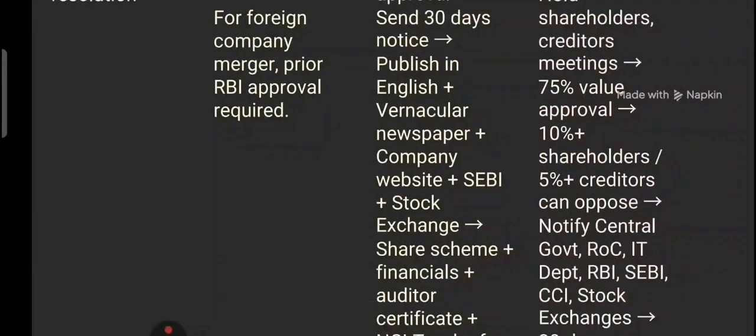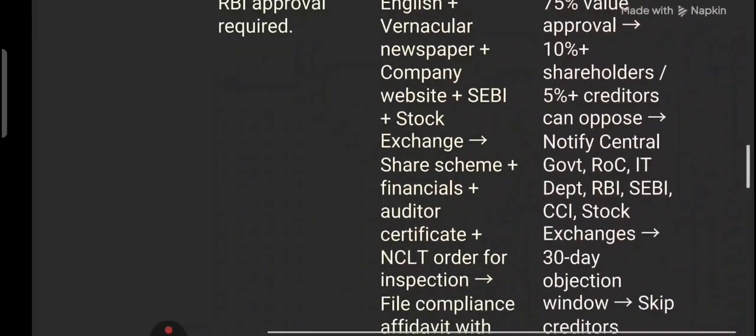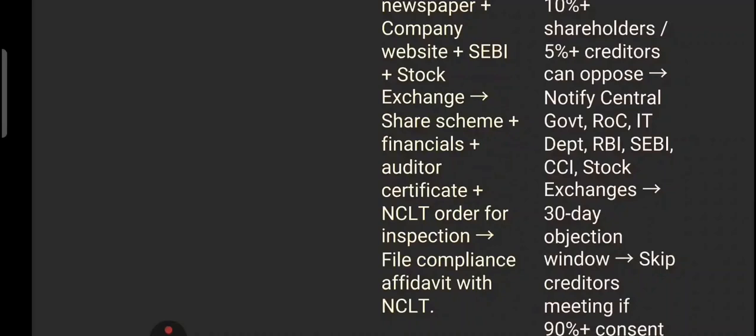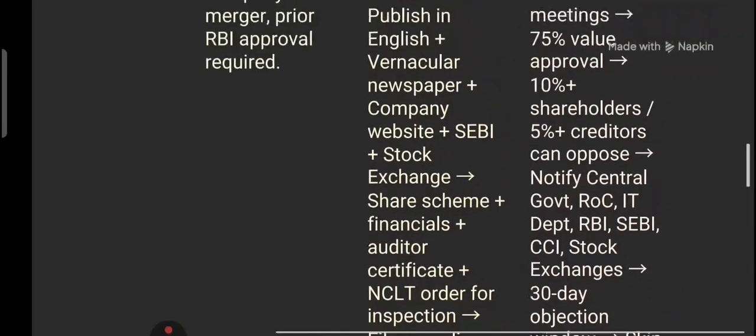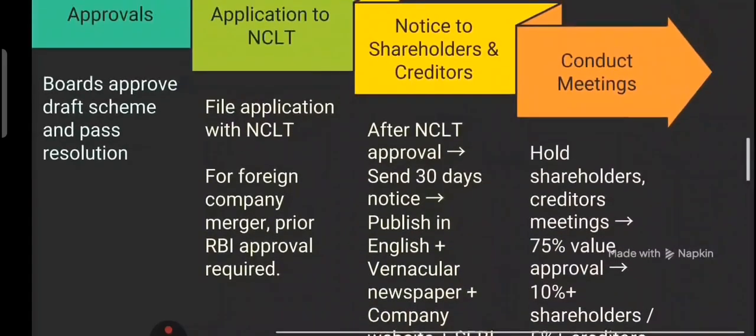Financial and auditor certificates are shared for inspection, right? And file a compliance affidavit with NCLT. Then we have the last step, that is to conduct the meeting.